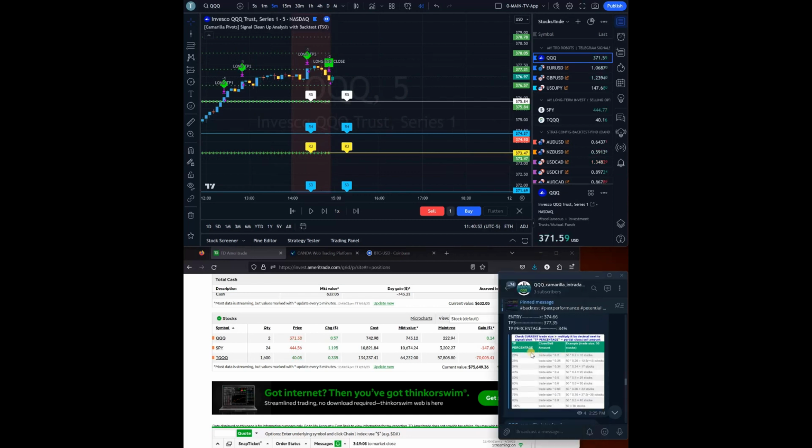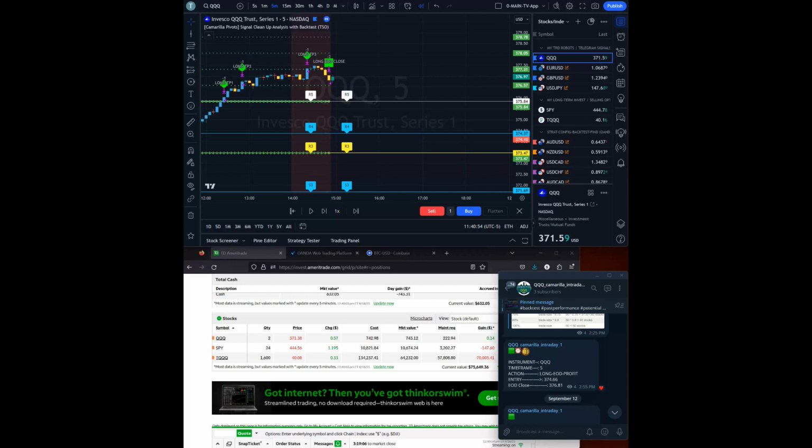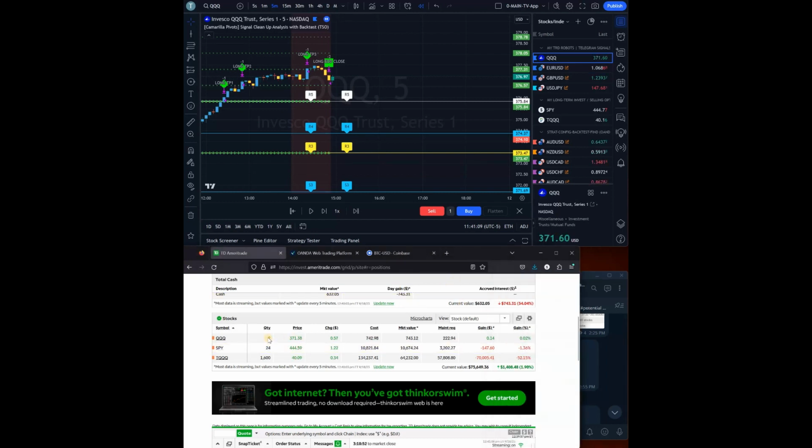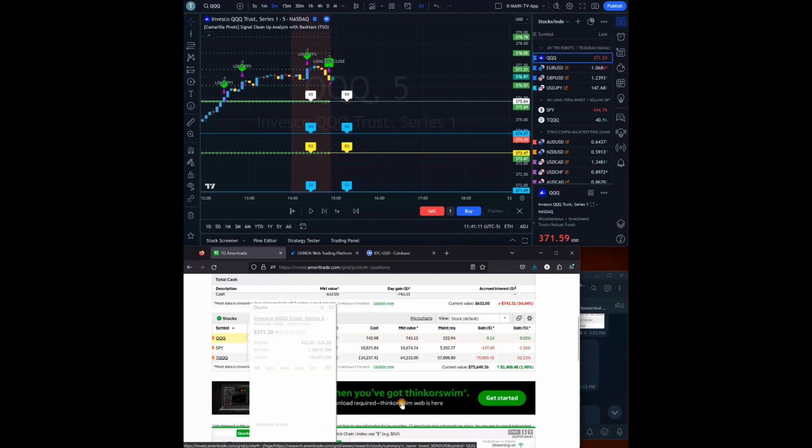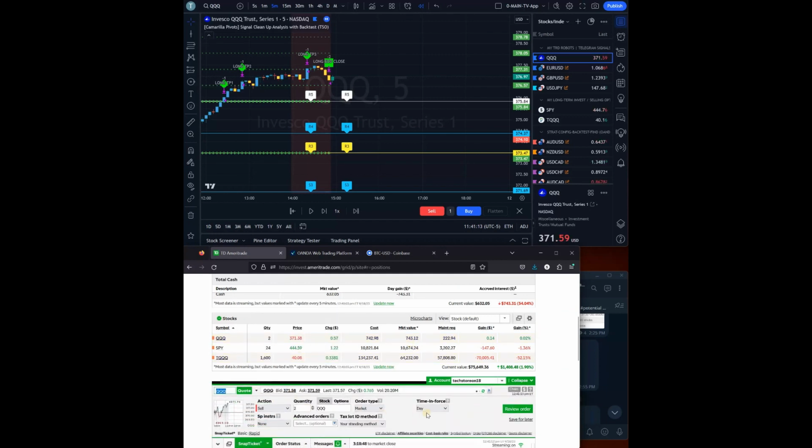Let's see how it looks in the Telegram. It looks like this. A little clock, a little money bag, meaning it closed in profit. This is end of day close. So there's this clock, and in here you just close everything there is. There's no need to think how much you need to close. Just the remaining. We still have 2. Let's sell it.